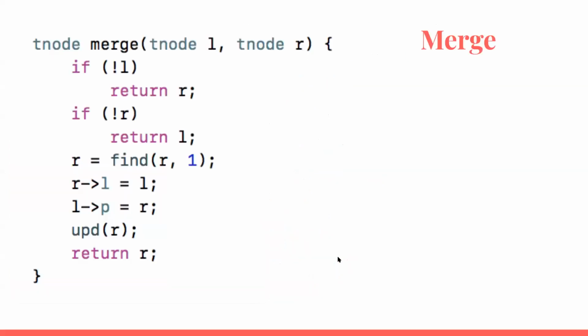Okay, let's continue. So merge is pretty similar. We are finding the first element in R, and just making sure that to the left of R we don't have anything. If we are sure that's true, we can just say that the left child of R is our L. So this is pretty similar to the merge that I showed you before.